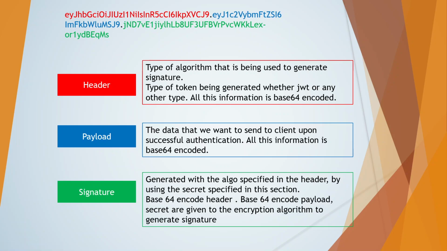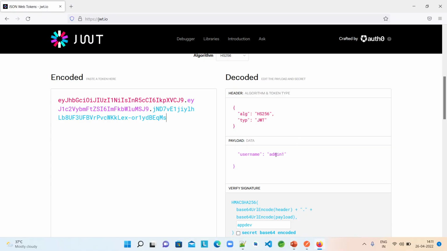Okay, suppose someone sends a different payload. Say for example, I have sent from server to client the username as admin1. The client has accepted it, and the client is going to send the username, because this header and the payload are just base64 encoded, right?